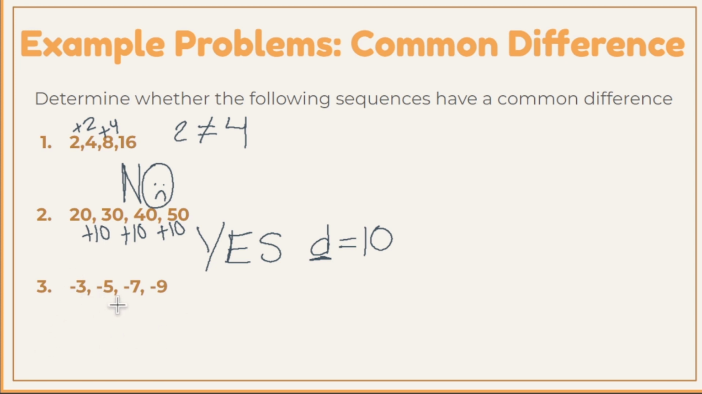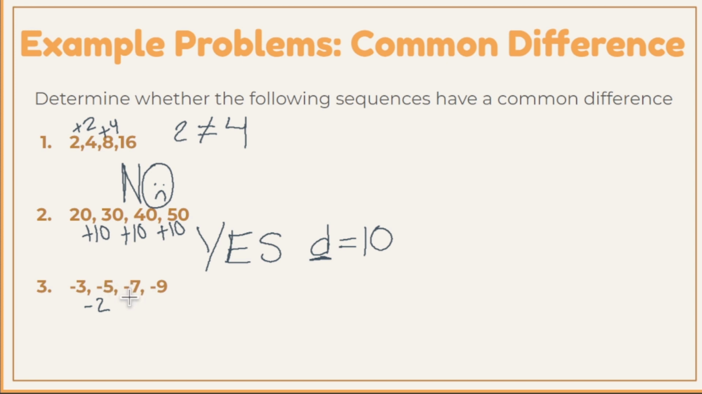We have -3, -5, -7, -9. We haven't dealt with negative numbers before, but it's still the same idea, right? Because while most of our examples have been with addition, in general, arithmetic sequences are about adding or subtracting by the same number, right? So what are we subtracting by here? From -3 to -5, that's a difference of 2, right? So we're subtracting by 2.